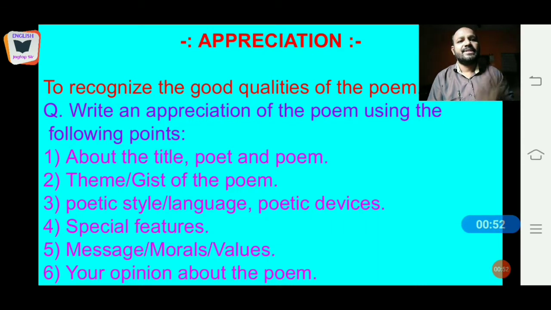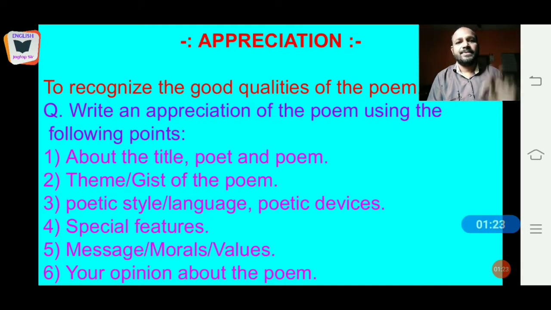First, about the title, poet and poem, you have to write. Second, theme or gist of the poem. Gist of the poem means here the essence of the poem. Third one, poetic style. Language means what type of language the poet has used, you have to mention there. Poetic devices, what are the poetic devices? Means figures of speech used by the poet, you have to write there.